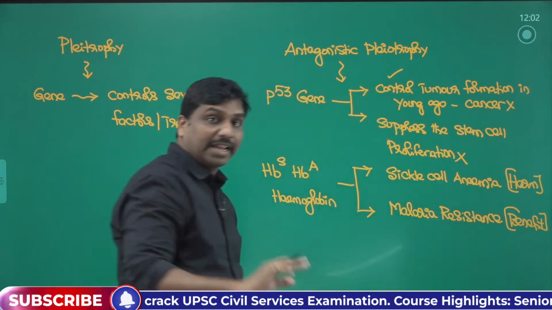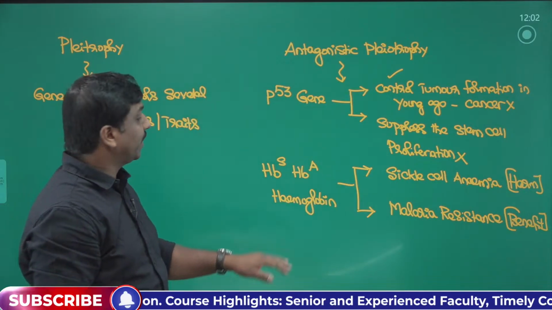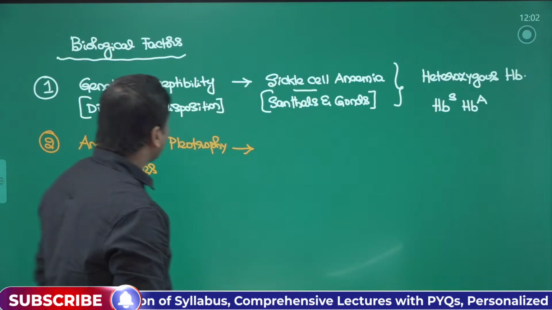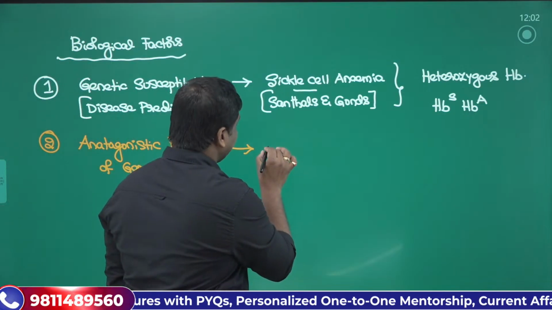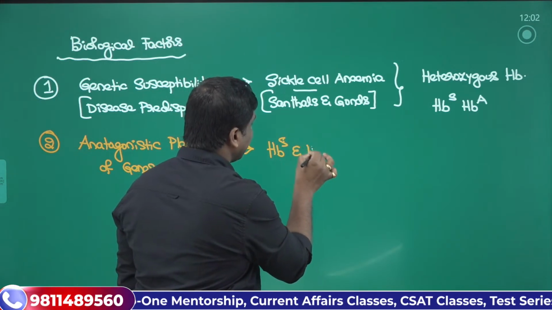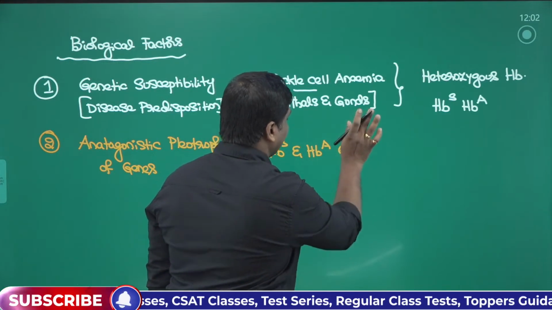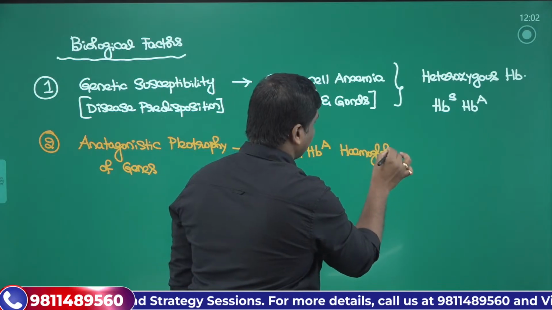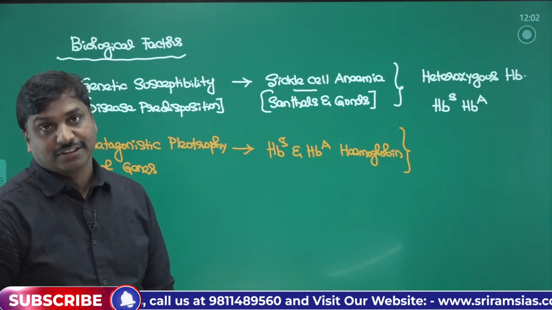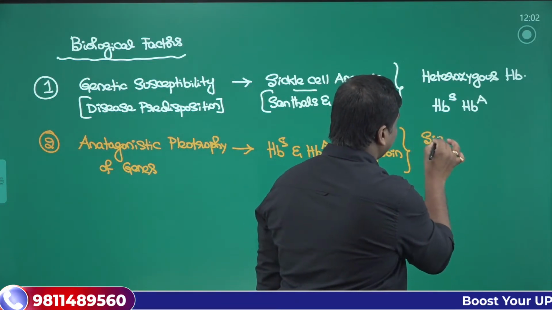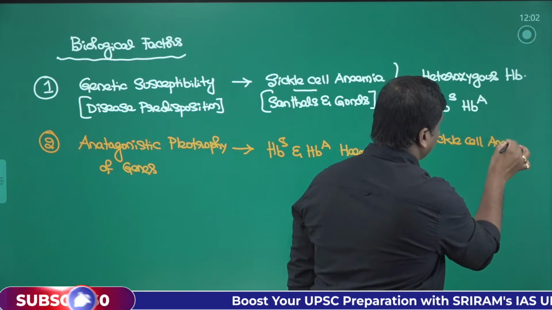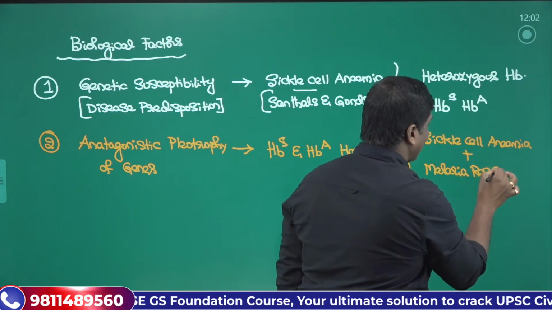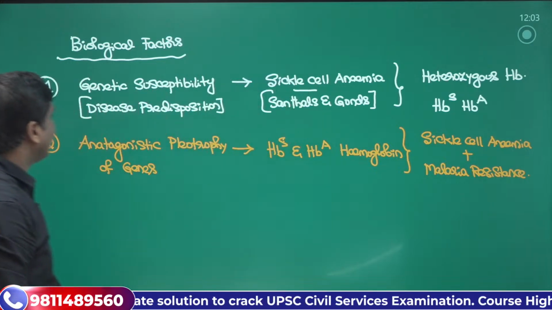Can you see that? Both of them are antagonistic, opposite actions. What you have to remember is that the same gene is showing multiple effects, which is known as pleiotropy. Now, from the tribe's point of view, this antagonistic pleiotropy of genes, for example the same HBS and HBA type of hemoglobin, means that they are not only subjected to sickle cell anemia, but also get malaria resistance. So advantage plus disadvantage. This is one important biological factor you should remember.